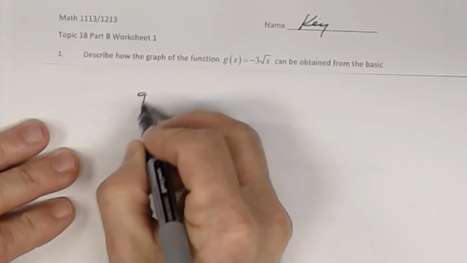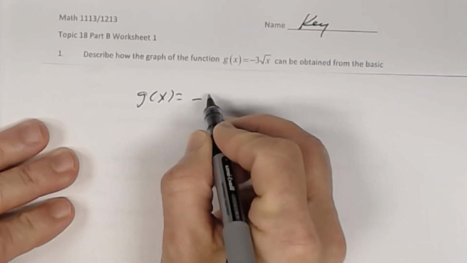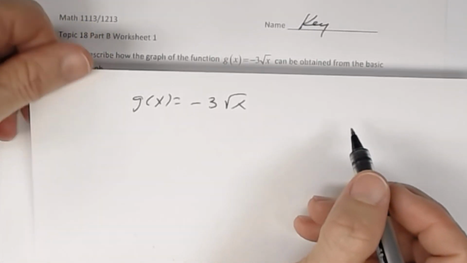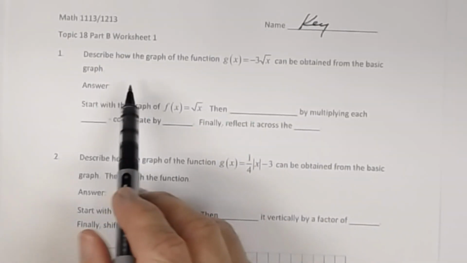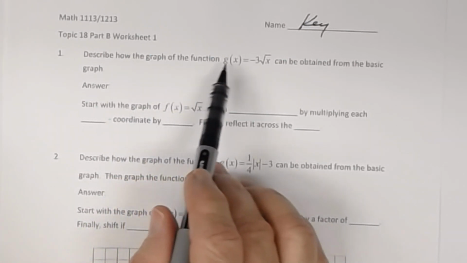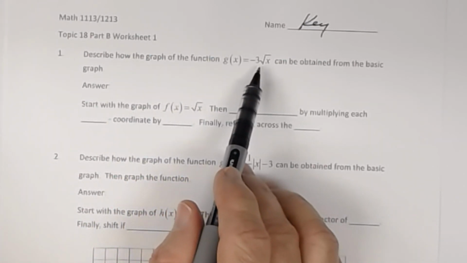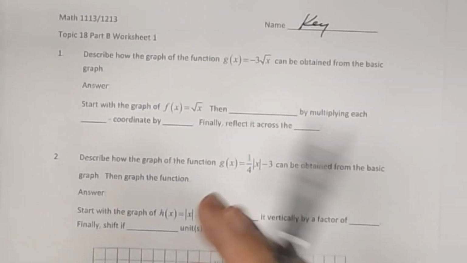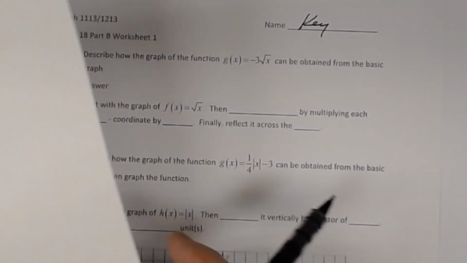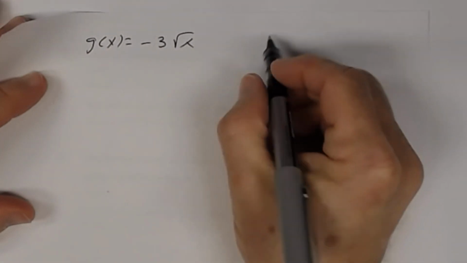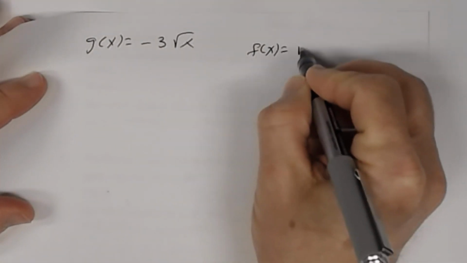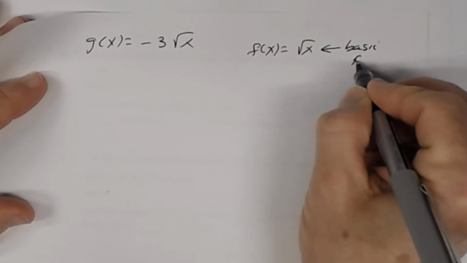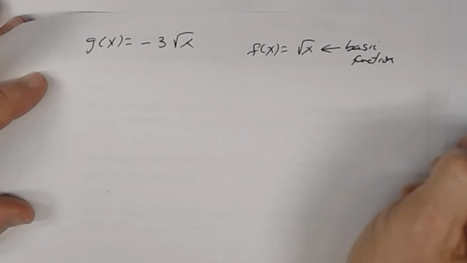So g of x is negative 3 square root of x. All right, and so the problem says this: describe how the graph of the function g of x, which is negative 3 times the square root of x, can be obtained from the basic graph. So remember, my basic function, my parent function, is a square root function. So f of x is equal to the square root of x. So that is my basic function, or my parent function, okay?